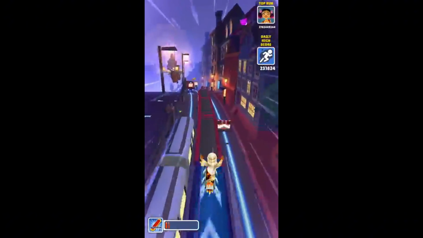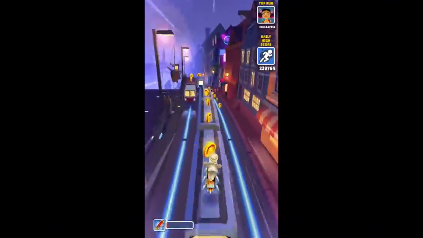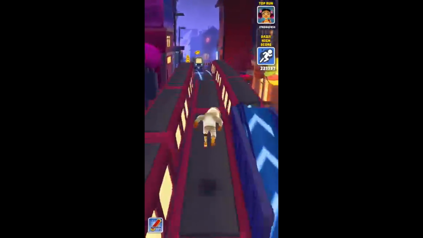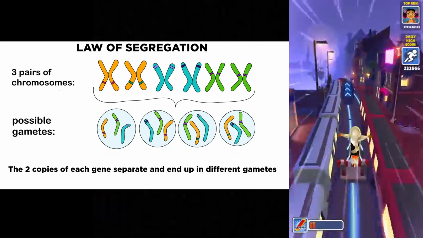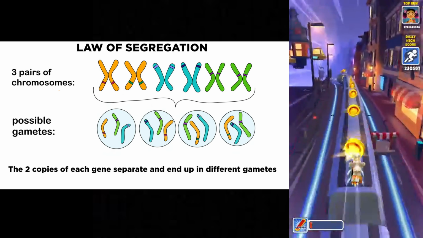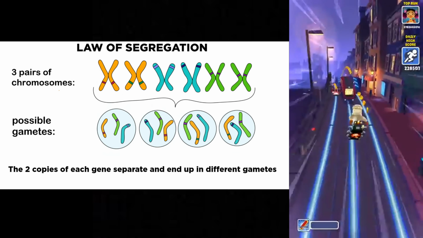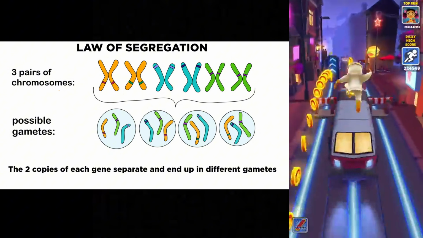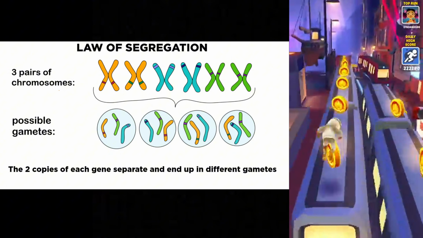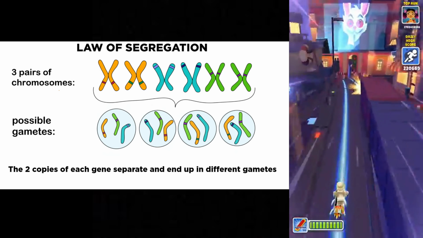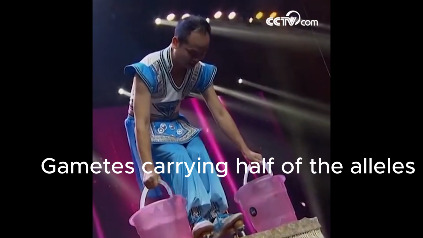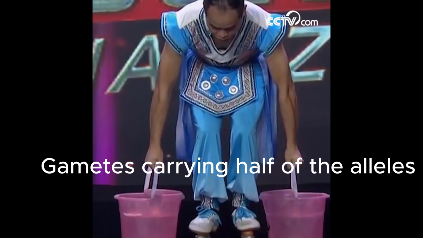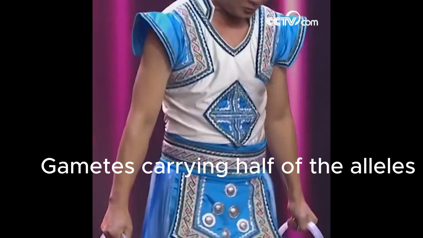Mendel concluded that each plant must carry 2 factors, which we now call genes, for each trait, one inherited from each parent. This discovery became known as the law of segregation, which states that the 2 alleles for a character segregate during the formation of gametes. This means that each gamete carries only 1 allele for each gene. When the F1 plants produced gametes, half carried the purple allele and half carried the white allele.